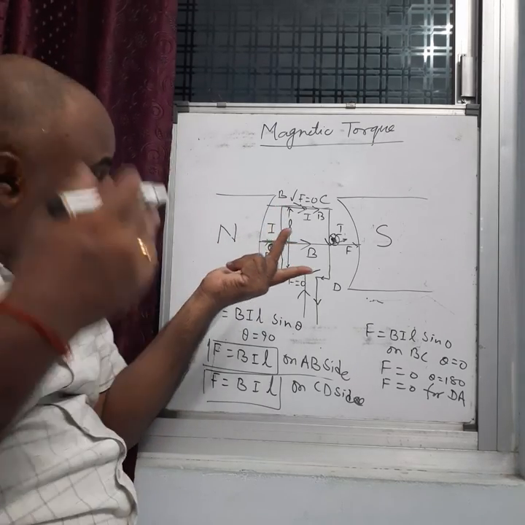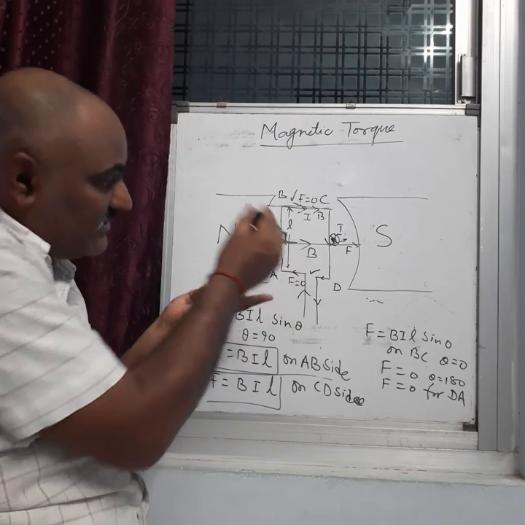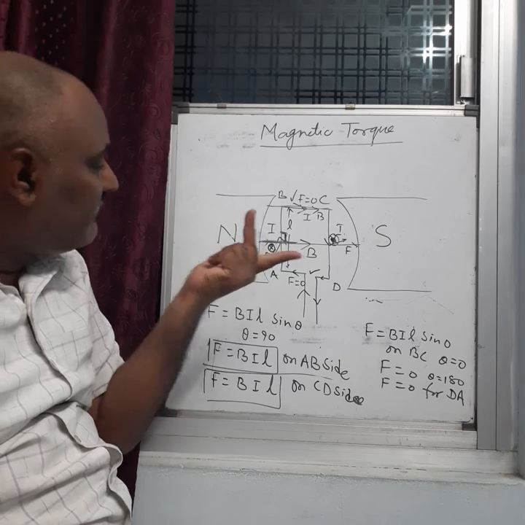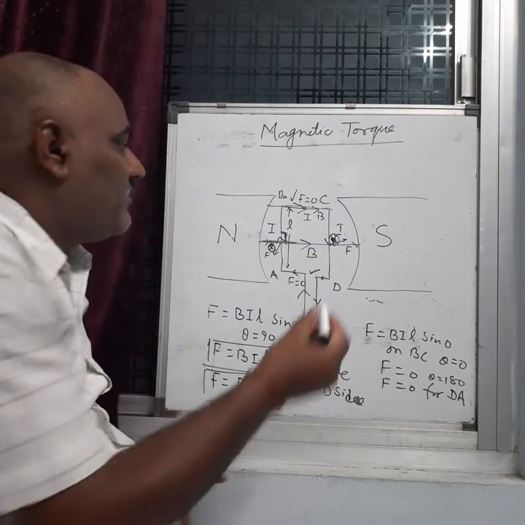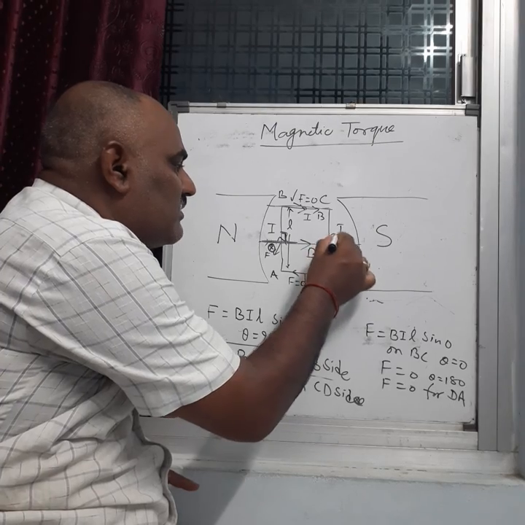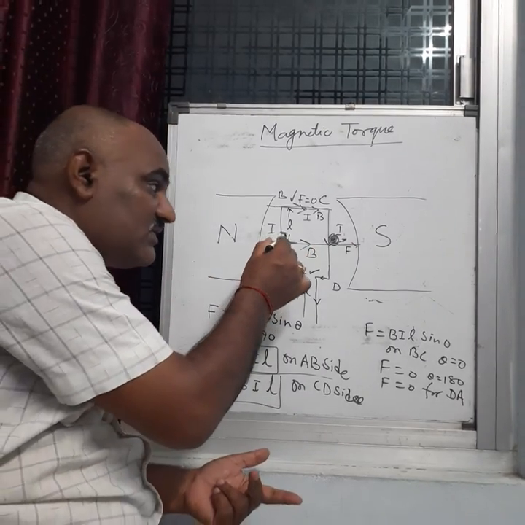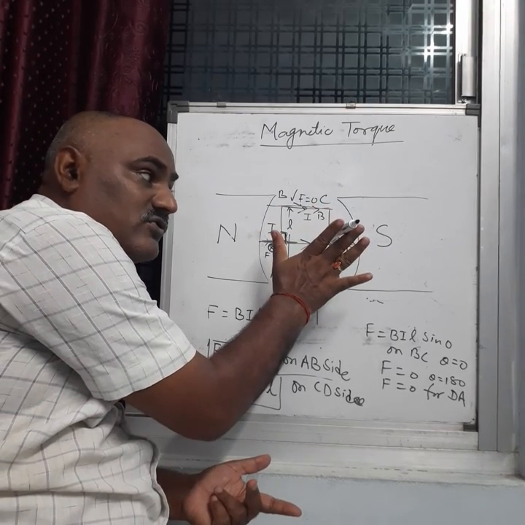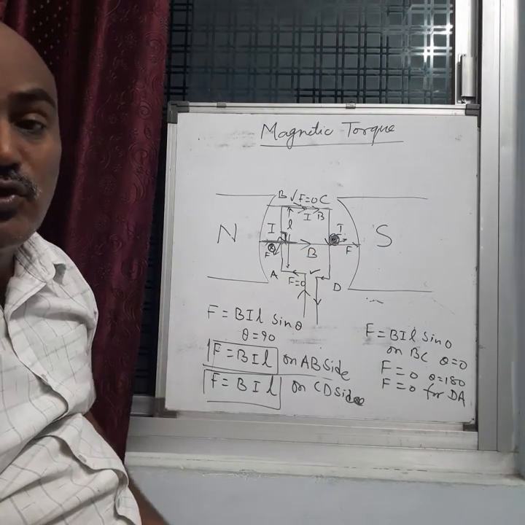Downward means cross, opposite to the board, like that. On this side, force is acting. Force is represented by the thumb. So here the force is acting downward. In this case, the force is acting upward. Upward means dot. So here two equal and opposite forces are acting. In this direction, force is acting downward, and in this direction, force is acting upward.